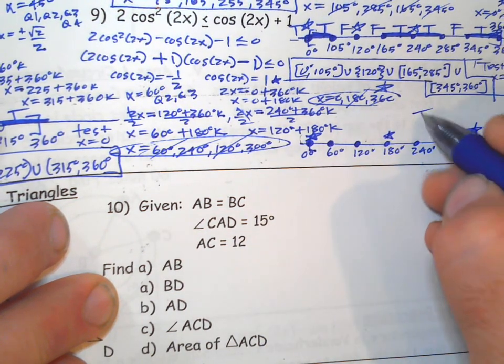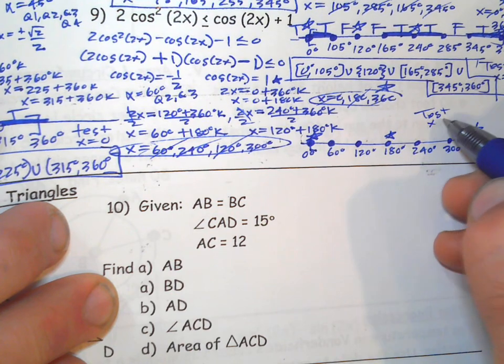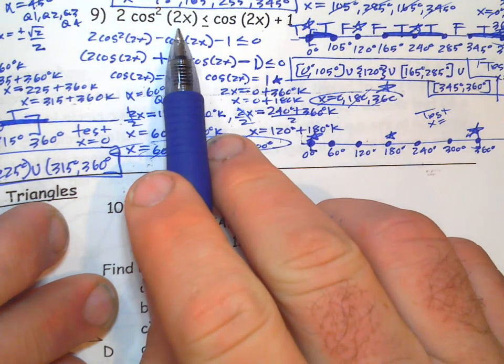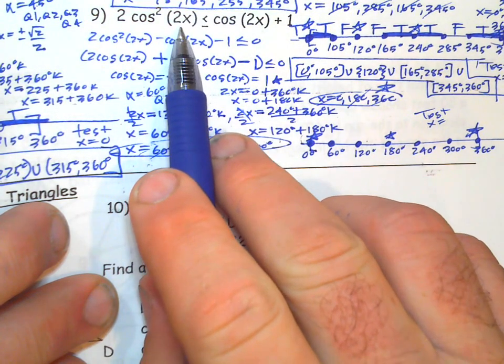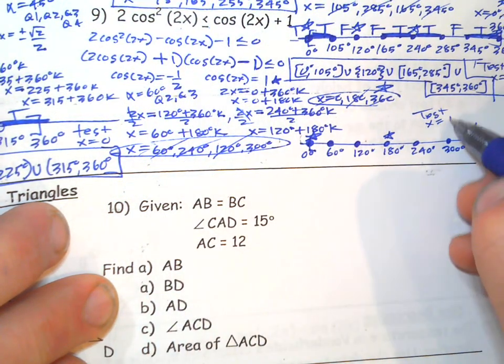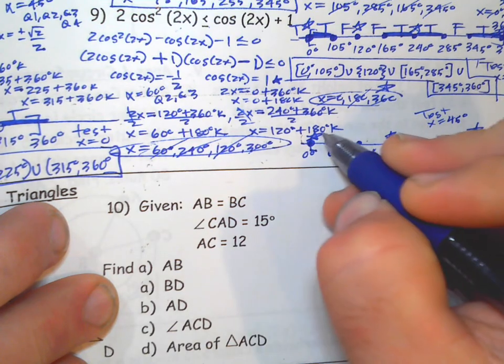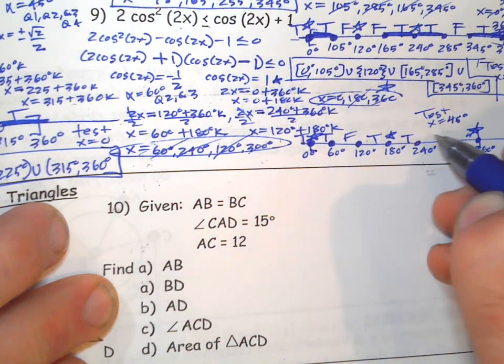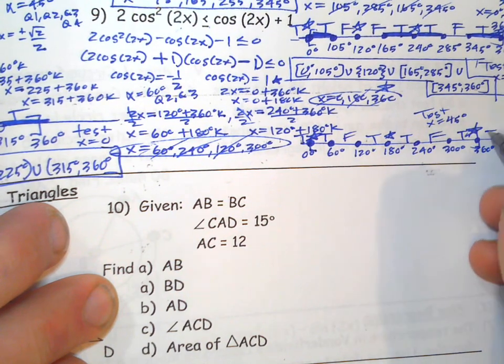I'm going to test the value, can't test 0, so let's pick something good. 45 would be good because cosine 90 is 0, so it's going to be 0 is less than 1, which is true. So true stays true, false, true stays true, false, true stays true.